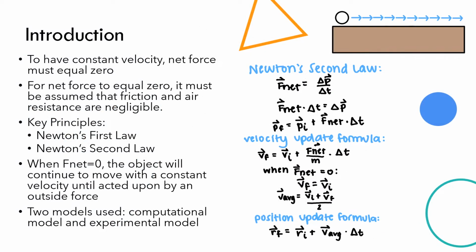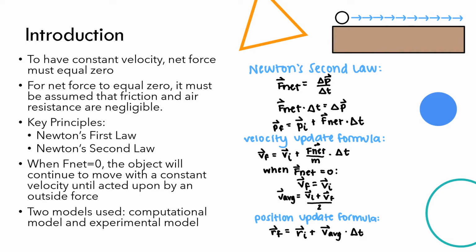Using the velocity update formula, it's concluded that to have constant velocity, net force must equal zero. For net force equals zero, it must be assumed that friction and air resistance are negligible. Two key principles analyzed were Newton's first law and Newton's second law. Newton's first law concludes that an object in motion will stay in motion and an object at rest will stay at rest unless acted upon by an unbalanced force.